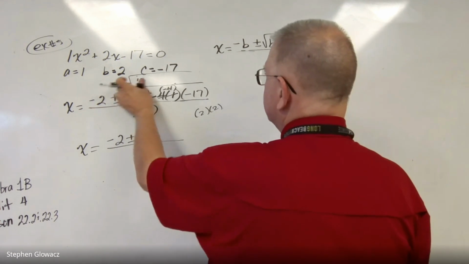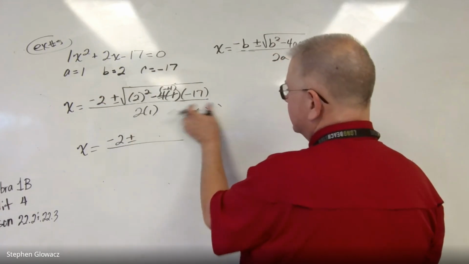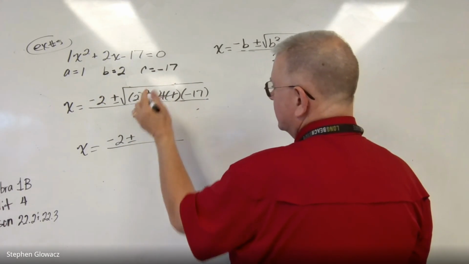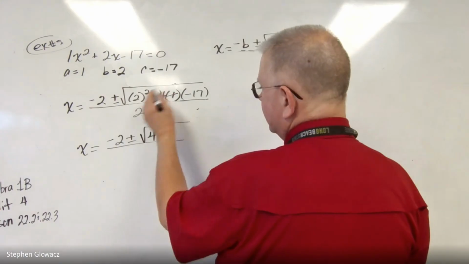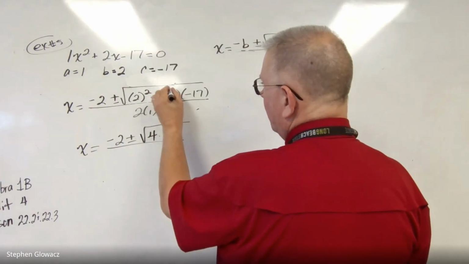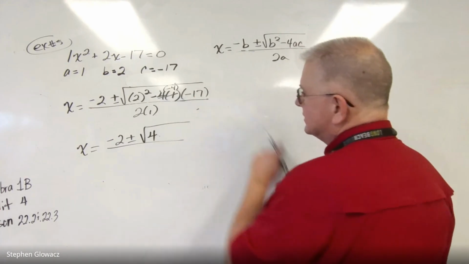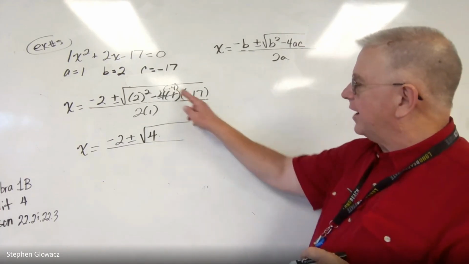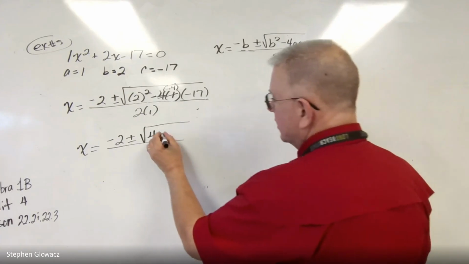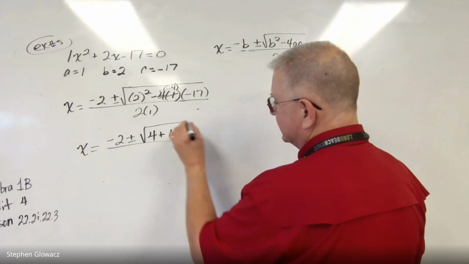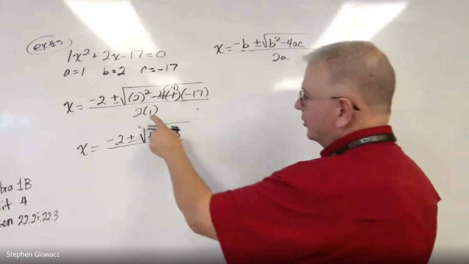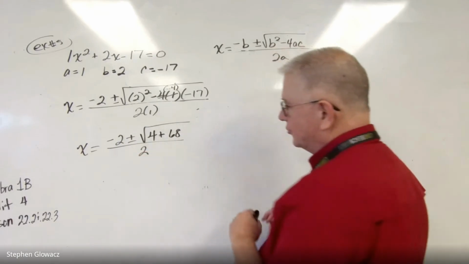In fact, you know what? Let's do it like this. Just realize it's going to get a little bit messy here. So let's just write it down here. So we have 4, and then this will be negative 4, and then times 17. Well, a negative times a negative is a positive, and then 4 times 17 turns out that is 68. And then, of course, in our denominator, 2 times 1 is 2.